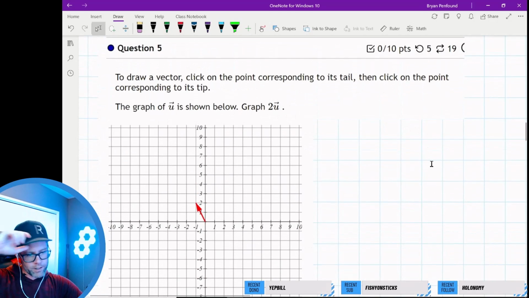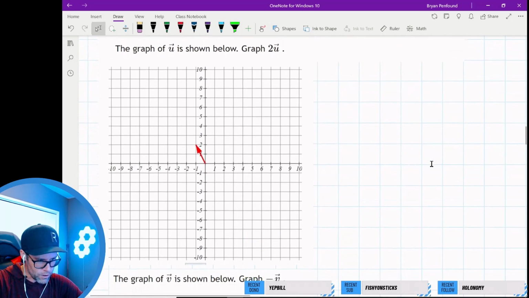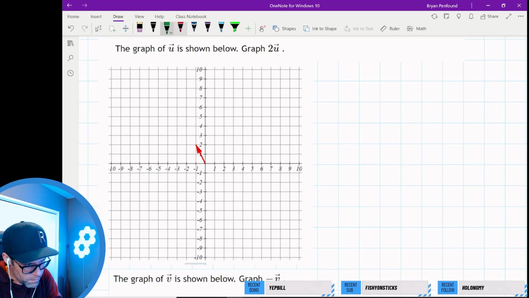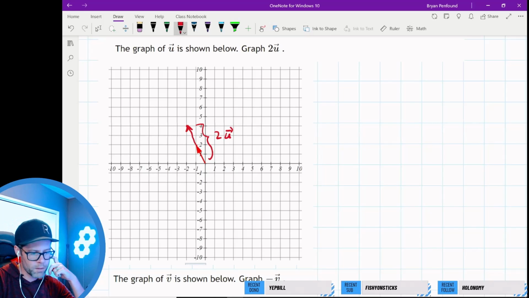To draw a vector, okay, I know we don't need to. So the graph of u is shown below. Graph 2u. Wouldn't that just be twice as big? So we go negative 1, up 2, so we should just increase to here. So this vector should be 2u, all the way from the origin up to the point negative 2, 4.